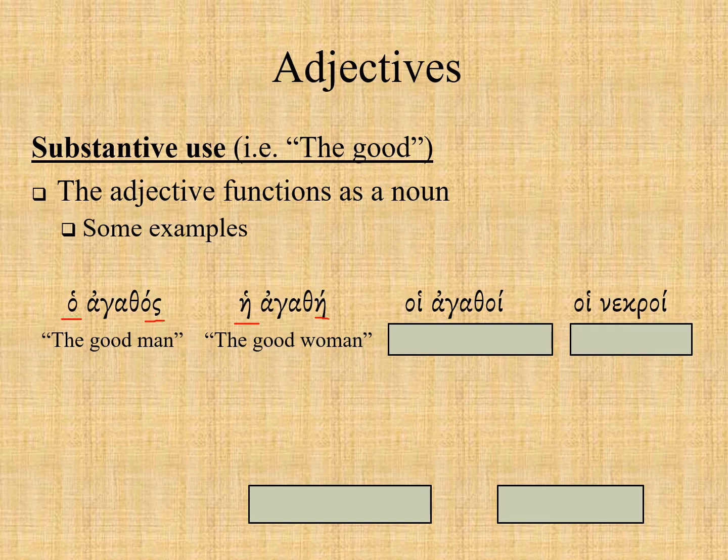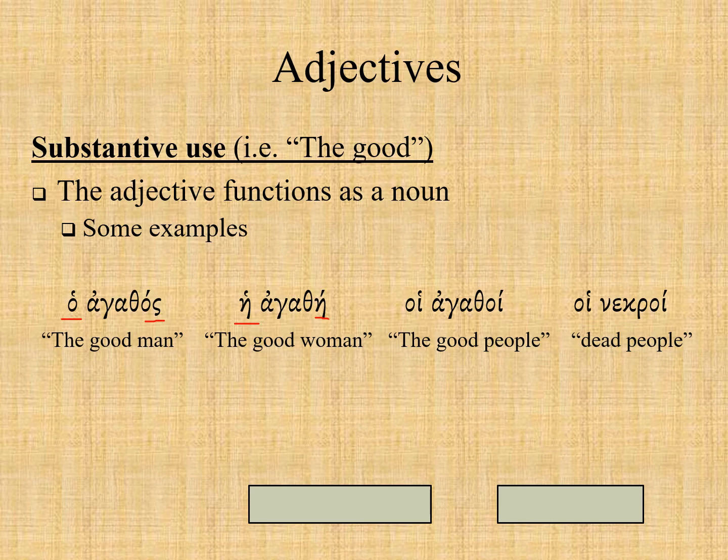Now then we have hoi agathoi. As you can see it's plural masculine, so we would translate the good men or the good people. And hoi nekroi, now nekros is dead, but hoi nekroi, plural masculine, means dead people. So in each of these examples, the adjective agathos in its various gender forms is used substantively, and that's why we translate the good man, the good woman, etc.